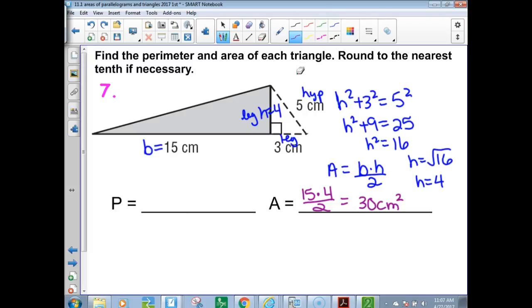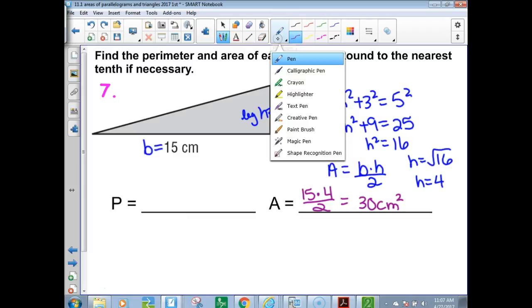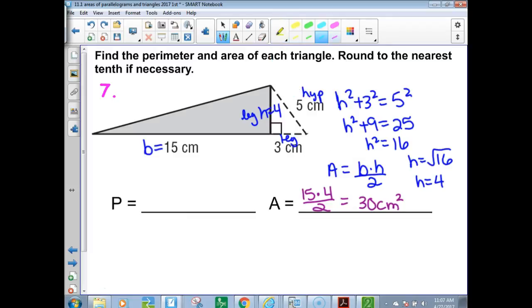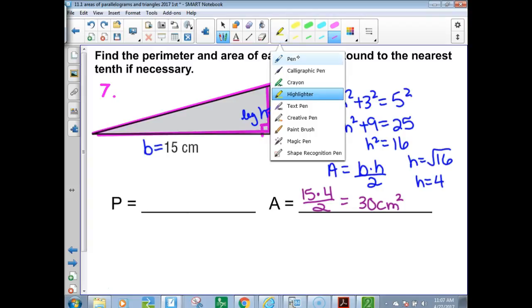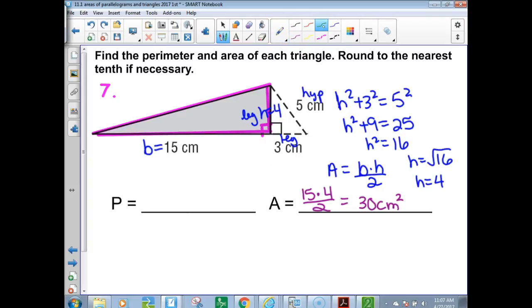The perimeter, now we have another triangle we've got to deal with. If we want to do the perimeter, we're going to need to know this side. So this is the triangle I'm looking at. It's also a right triangle, and we've got to find the hypotenuse on it. I'm just going to call this x, because I already used some other letter.